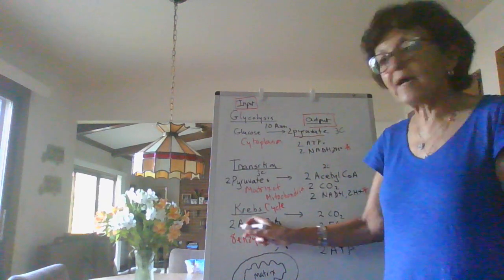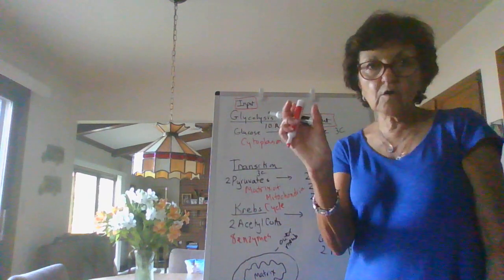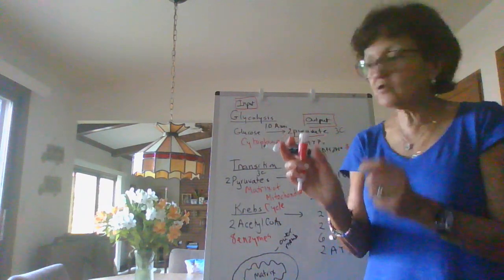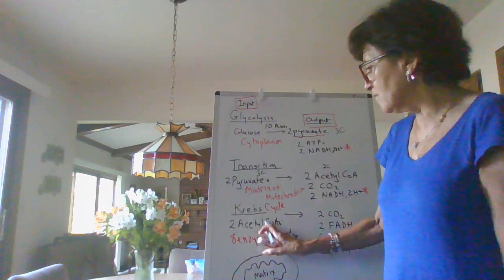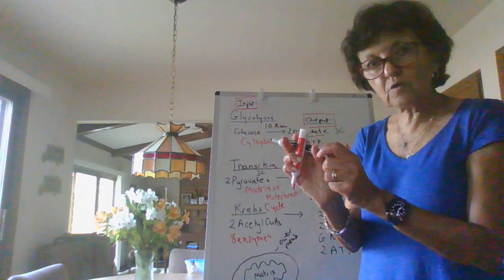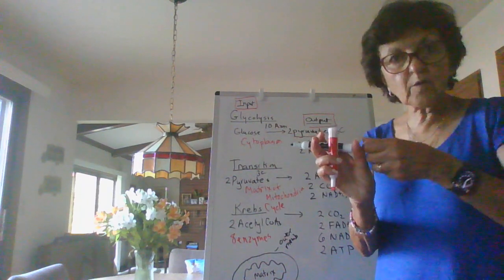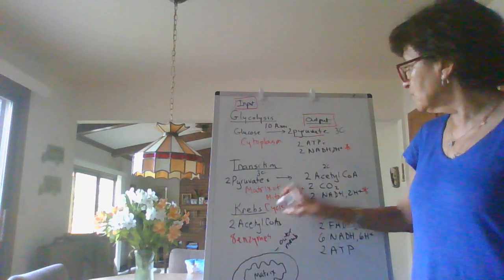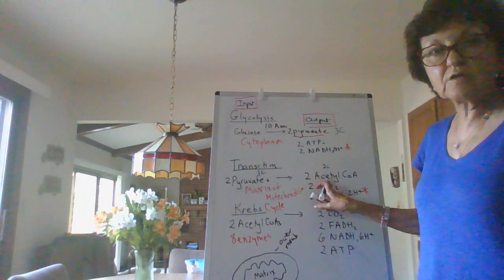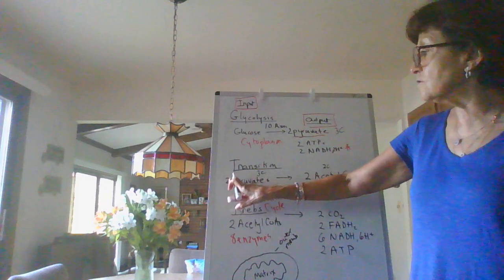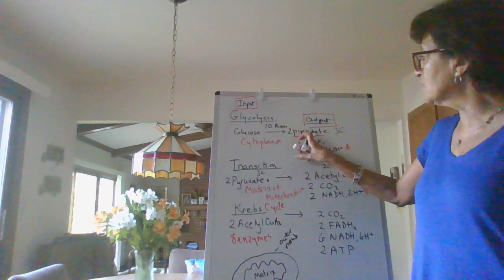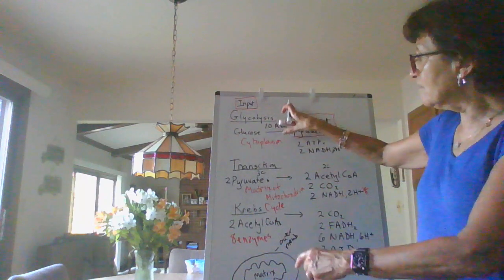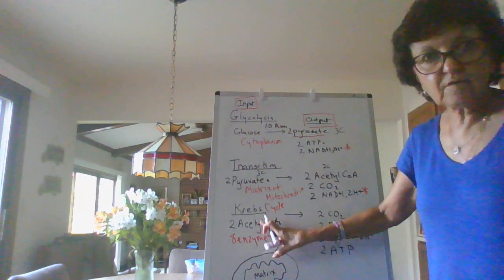You're putting in 2 acetyl-CoAs. This is 2 carbons and it's hooked up to coenzyme A. Again, don't worry about the structure, but that's what this is. This is an acetyl group, just 2 carbons hooked up to a coenzyme. All right, and you're putting 2 of them in. Why? Because we had 2 of them in the transition. Why did we get 2 acetyl-CoAs? Because we had 2 pyruvates. Why did we get 2 pyruvates? Because 2 pyruvates came from glycolysis. So this is first, this is next, this is third.